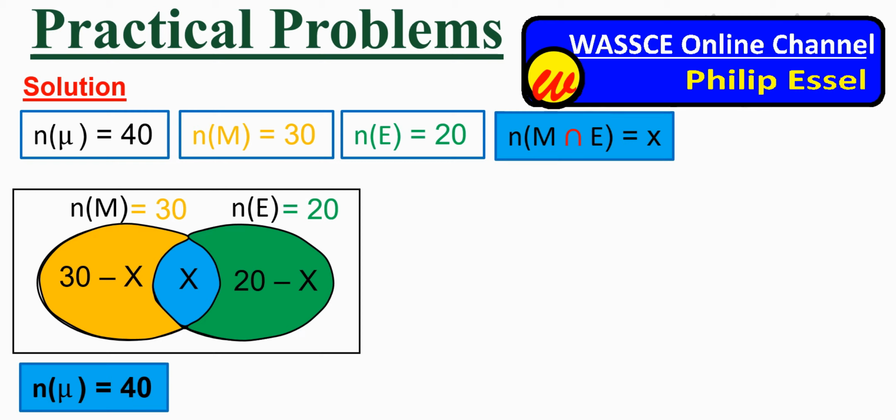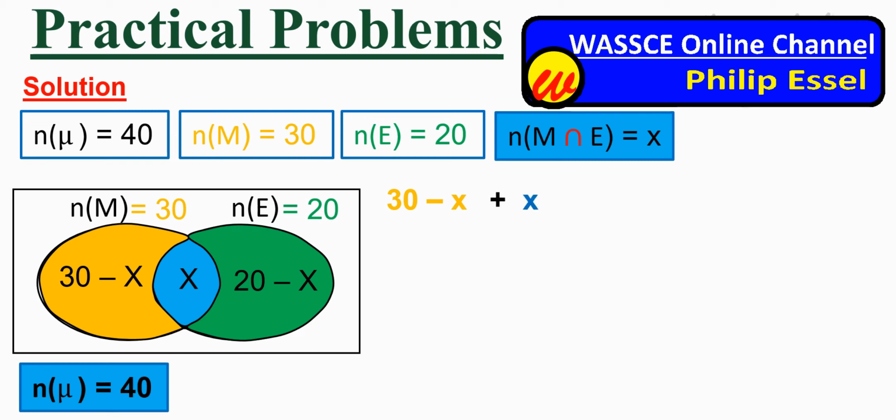Now, but we also need to remember that the total number of people in the class can also be represented by the universal set, which is 40. So now we are going to combine two things together. First, we would add the various groups together and we would equate it to the total number of people in the class, which is 40. So that's what we're going to do. So first we have the orange group. The number of students in this orange group is 30 minus x. So we write that.